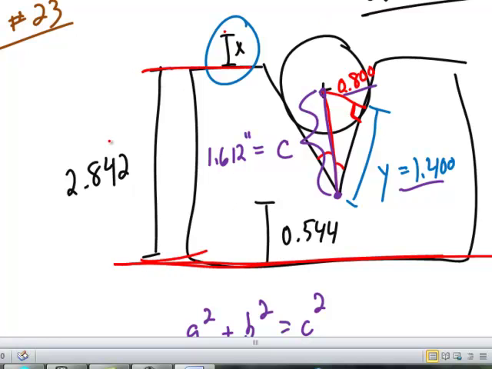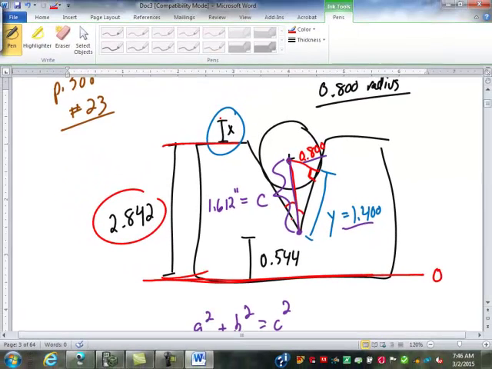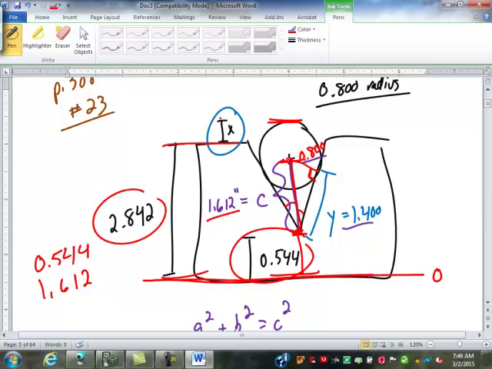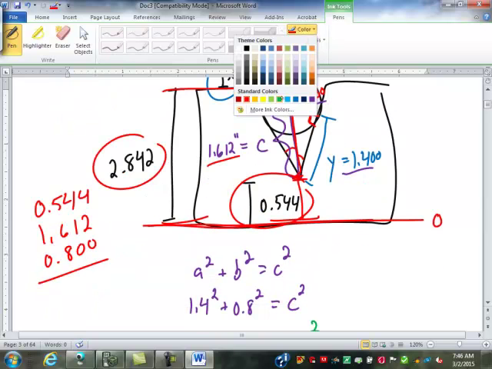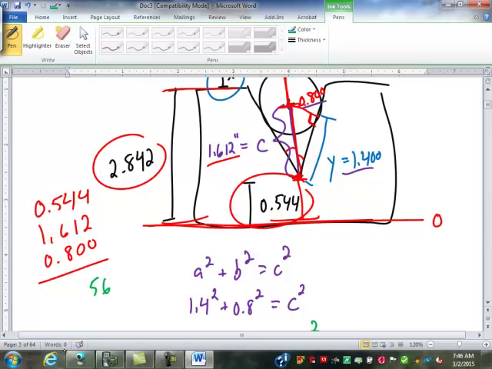So from here to here, 2.842. From here to up here, we have the 0.544, plus 1.612. Plus, what's this last piece? The 0.8. So we got 2.956. So that means x has to be the difference between those two.